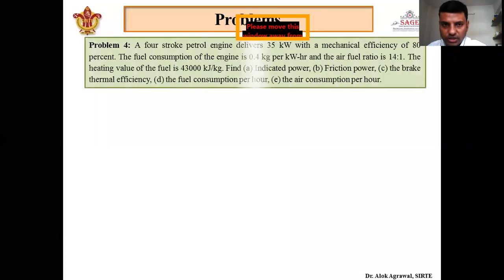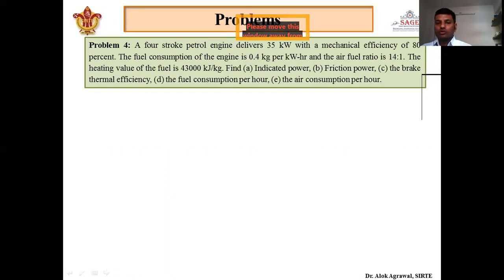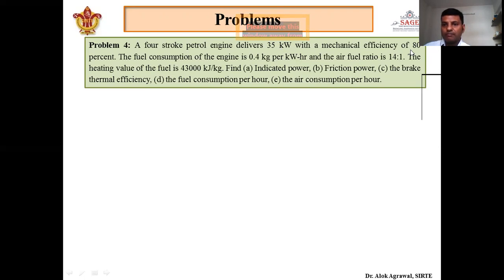So, let's start with another problem, problem 4. Here it is given that a 4-stroke petrol engine delivers 35 kilowatt with a mechanical efficiency of 80%. So two things are given. First is brake power, 35 kilowatt, and the other is mechanical efficiency, 80%. Next, the fuel consumption of the engine is 0.4 kg per kilowatt hour. Since it is given in terms of power, that is kilowatt hour, it is actually the specific fuel consumption. From the unit we have to recognize what is given.